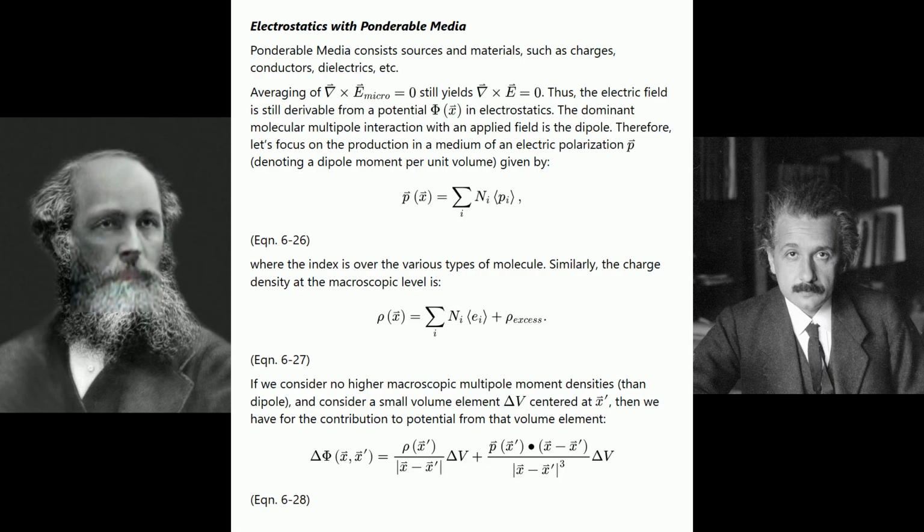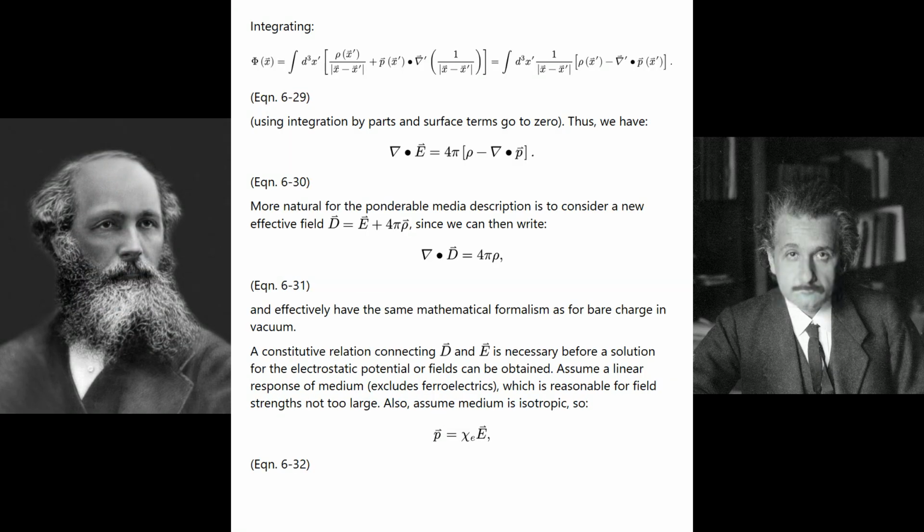If we consider no higher macroscopic multipole moment densities than dipole, and consider a small volume element delta V centered at x prime, then we have for the contribution to the potential from that volume element, equation 6-28. Integrating, equation 6-29. Using integration by parts, and surface terms go to 0, we have equation 6-30.